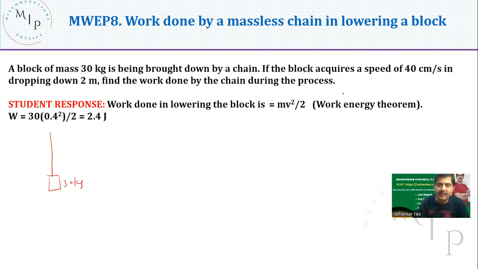If the block acquires a speed of 40 centimeters per second in dropping down 2 meters, that means let us say it started from here, and I have just dropped it down like this. It has moved down by just 2 meters, and as a result, the speed here is 40 centimeters per second. Note it, it is centimeters per second, not meters per second. So convert it to meters now itself: 0.4 meter per second.